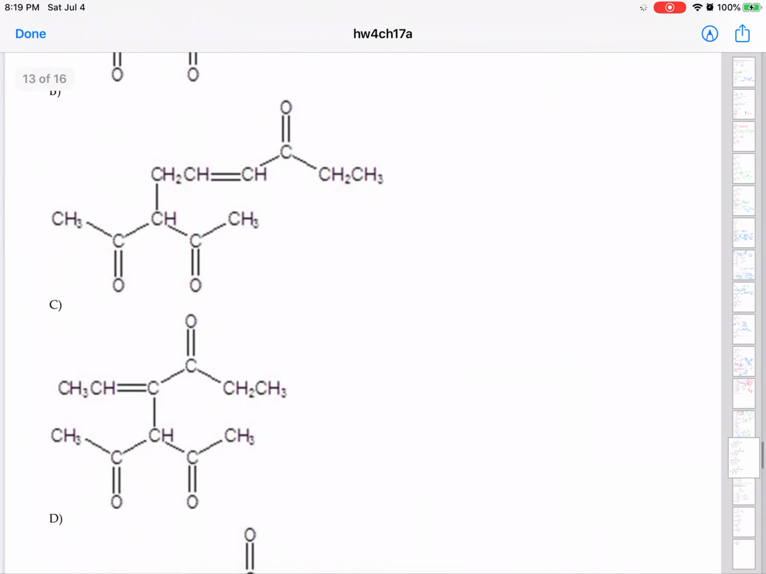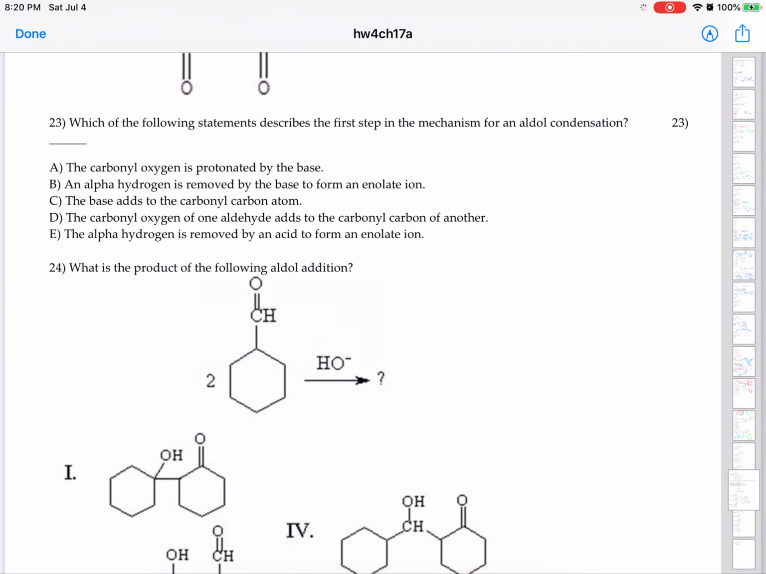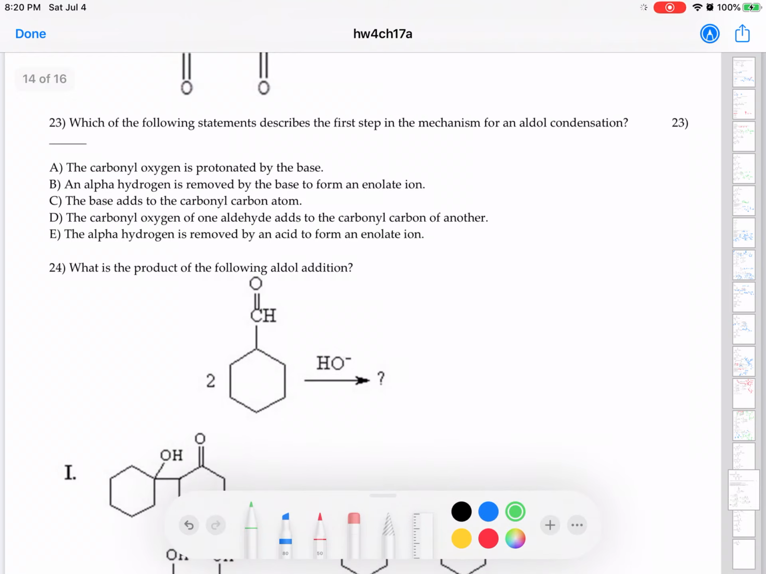Okay, and then the next one, number 23. Oh, now we are moving on to aldol condensation. Which of the following describes the first step in the mechanism for an aldol condensation? We started talking about aldol reactions in slides 34, 35. So you can refer to slides 34, 35, and afterwards you will see a lot of aldol reactions.